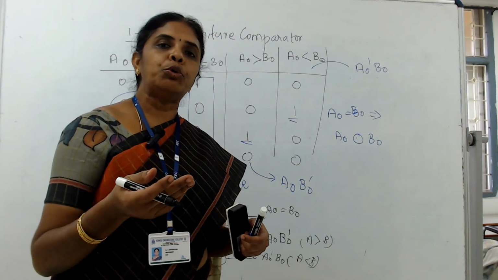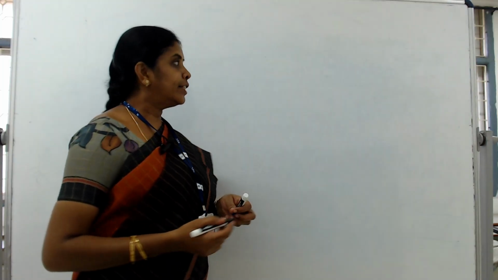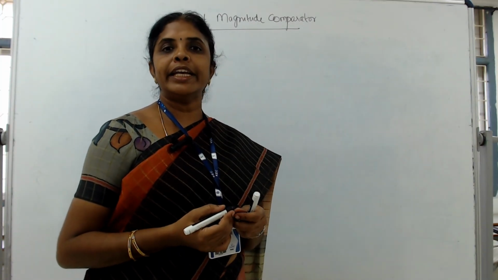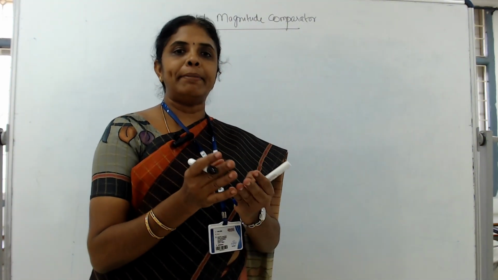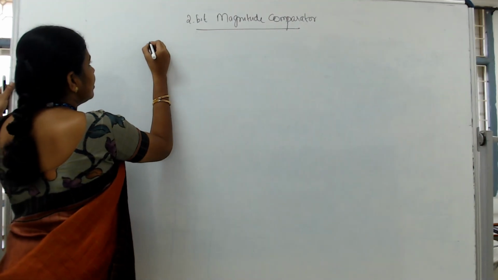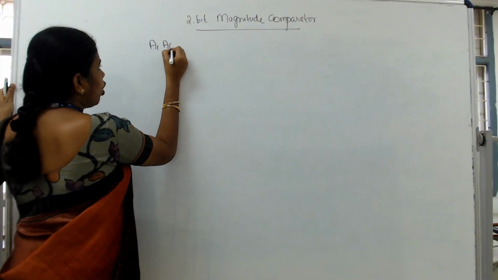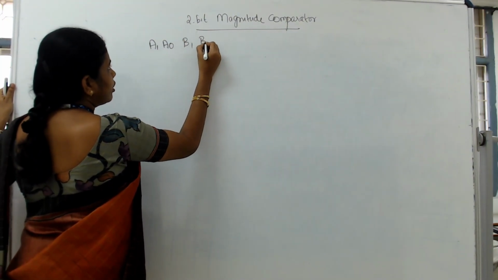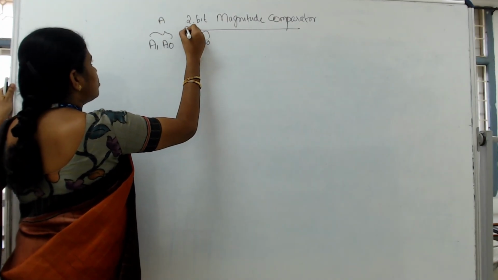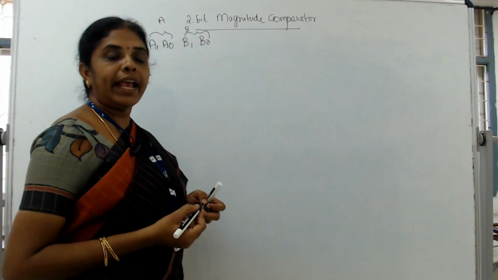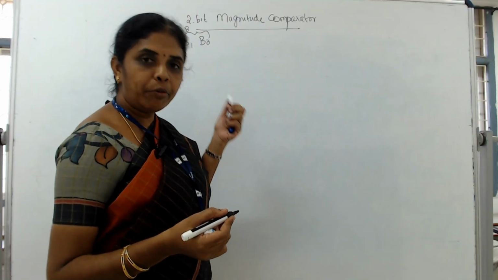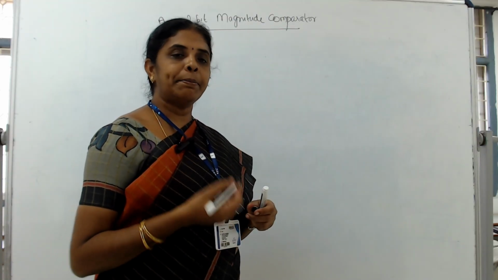Now we will move on to the 2-bit magnitude comparator. We have already seen the 1-bit magnitude comparator, which compares A naught and B naught. The 2-bit magnitude comparator compares A1 A naught with B1 B naught. A is 2-bit and B is also 2-bit, so I am comparing A and B where A is represented as A1 A naught and B is represented as B1 B naught.